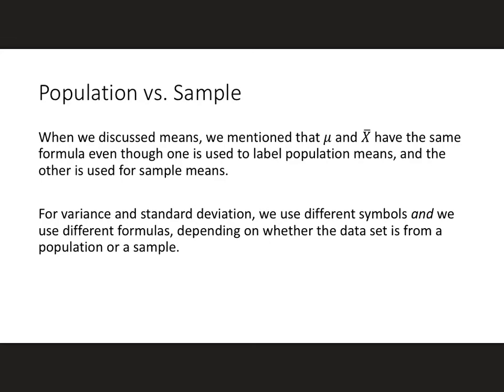So, population versus sample. When we discussed means, we mentioned that mu and X bar have the same formula, even though one is used to label a population mean and the other is for a sample mean. For variance and standard deviation, we will use different symbols and have different formulas depending on whether it is from a population or a sample.